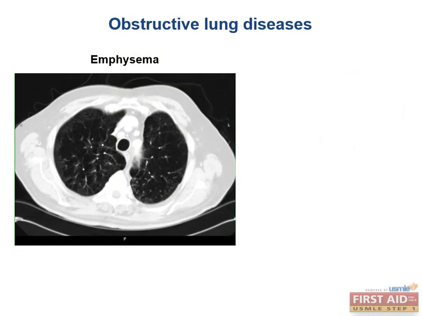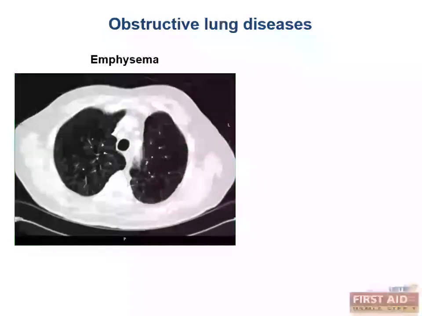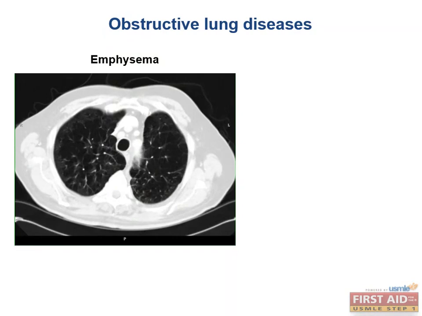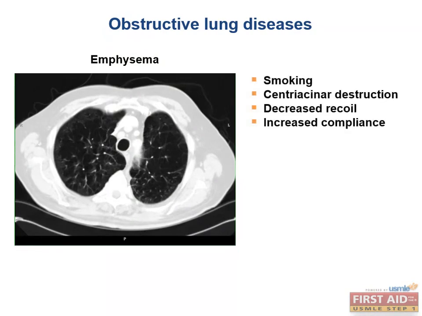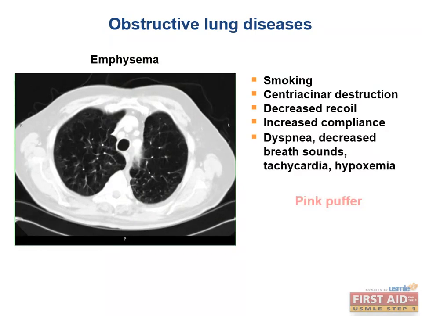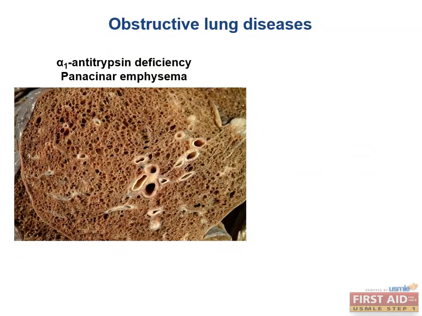So, with smoking, you get this characteristic destruction of airways in the terminal bronchioles, classically called centriacinar, before spreading peripherally. This leads to decreased recoil and increased compliance in the lung, and it presents with dyspnea, decreased breath sounds, tachycardia, early onset dyspnea, but late onset hypoxemia, and eventually wasting. The pink puffer look comes from the effort to puff through pursed lips and increase airway pressure to prevent airway collapse during exhalation. Other morphologic types of emphysema are panacinar, caused by alpha-1 antitrypsin deficiency, which is very board testable.